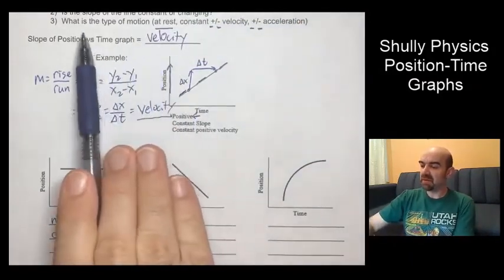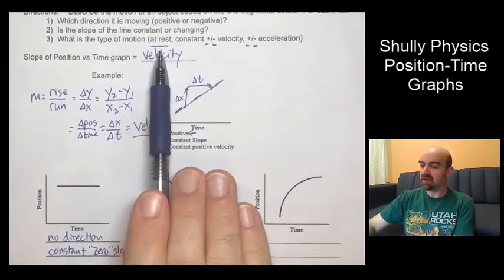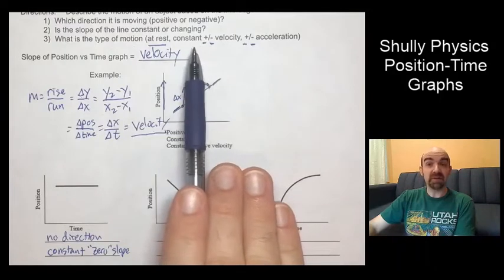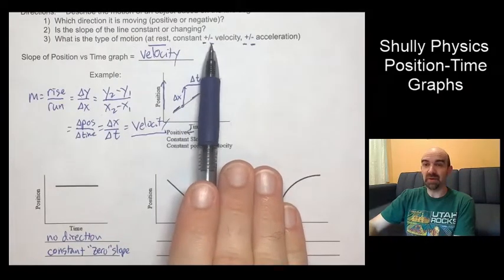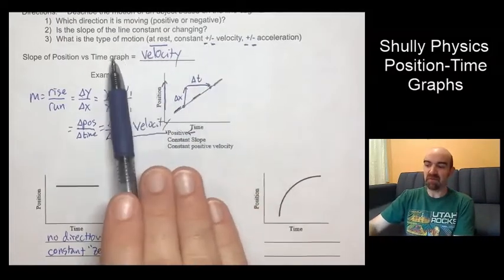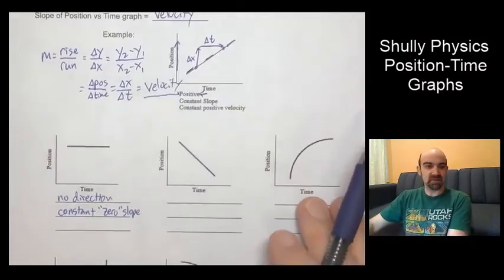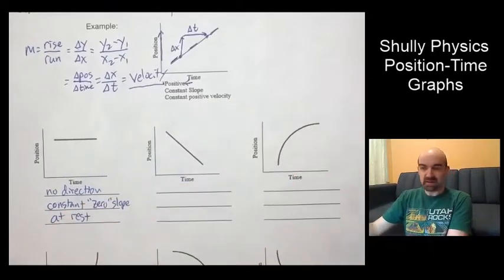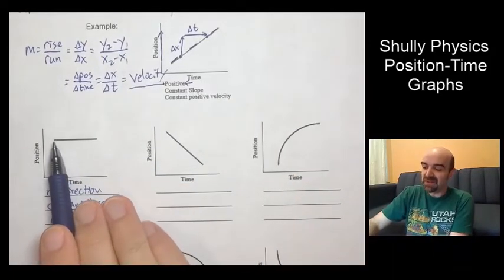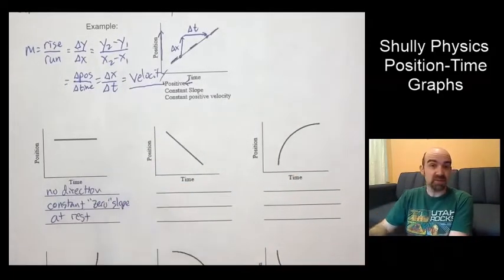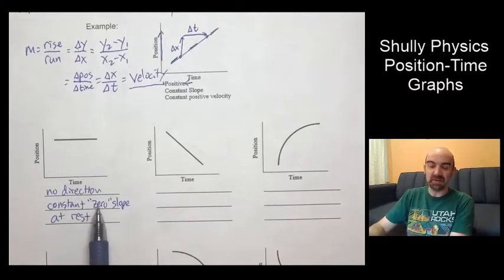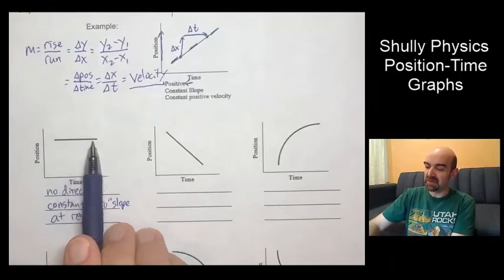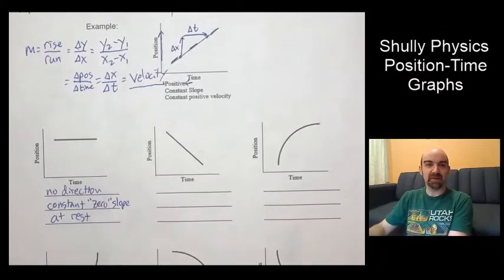So how would we describe that as a type of motion? At rest, constant velocity, or positive or negative acceleration? While it is a constant velocity, it's not positive or negative. So what's the best descriptor here? At rest. This object is at rest. And we can look at the data, the numbers specifically. The position stays the same. So that also agrees with a zero slope. The object is not going anywhere. It's staying at the same position as time goes by.